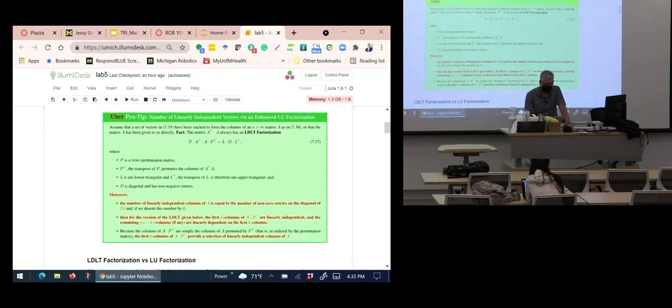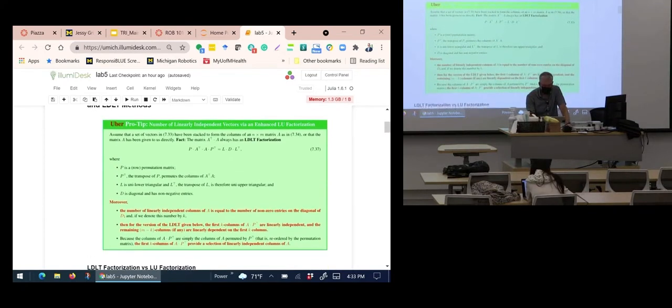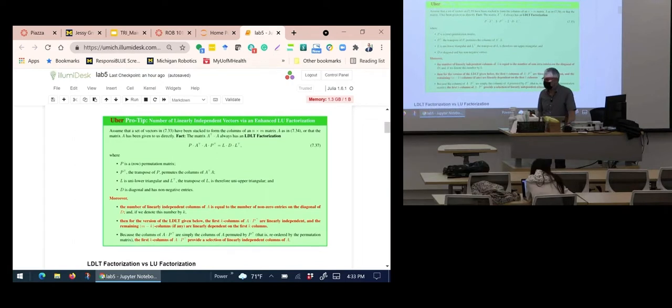Okay, so the uber pro tip is that if you have a matrix that's of the form A transpose times A. So if you go to the appendix of the book, there's a special type of matrix called positive definite, positive semi-definite. Mani mentioned these in lecture. They are matrices that always have this special form, A transpose A. And that's where the LDLT factorization always works.